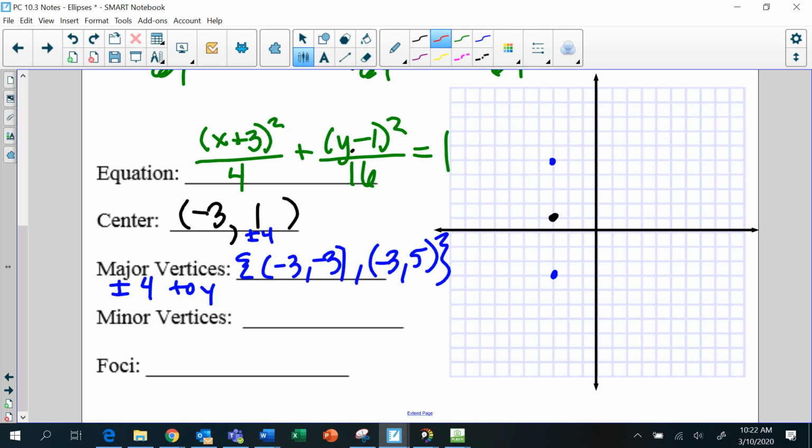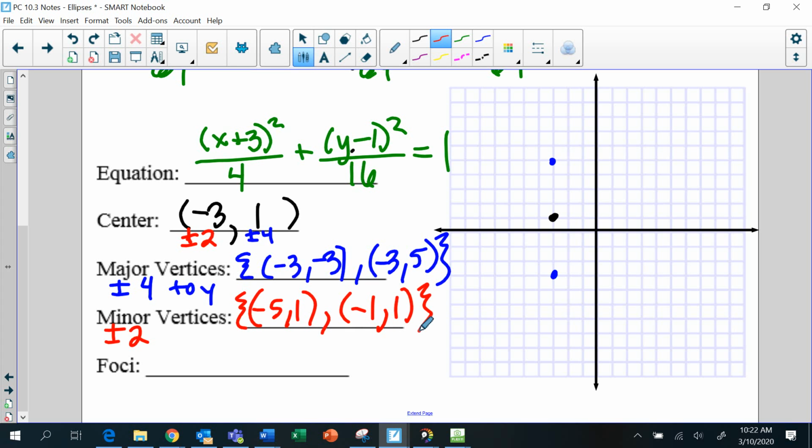Okay, so now we're going to do the minor vertices. So up here, the smaller number is 4. We have to square root that, just like you'd square root the radius. We're going to square root it and get plus minus 2. That is under the x, so we do plus minus 2 from the center. I'm going to keep y at 1. I'm just going to add or minus the 2 from the negative 3. And I always do the minus first because I go left to right. All right, so negative 5, 1, and negative 1, 1.